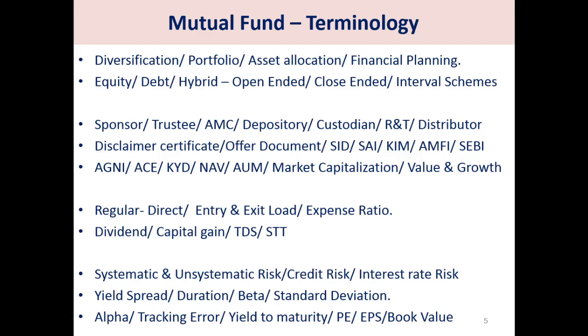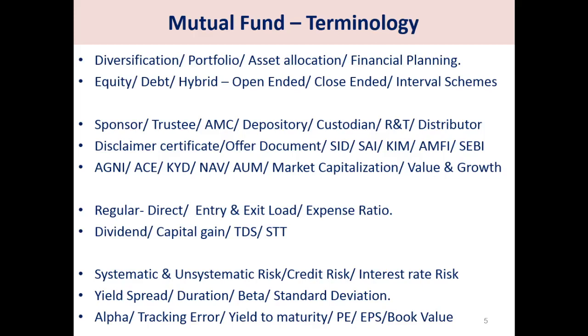And then when you invest in the schemes of mutual funds, you come across different types of risk and different types of return measurement, known as systematic risk, unsystematic risk, credit risk. We have a complete picture, complete learning on this in a different tutorial, and in different classes also. So credit risk, interest rate risk, yield spread. Duration is a measurement, beta, standard deviation. These three are measurements of risk. Duration, beta, and standard deviation are measurements of risk. Fine. And alpha is a measurement of return.